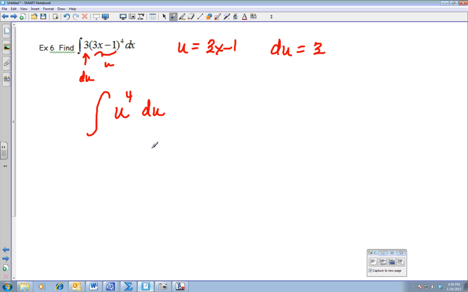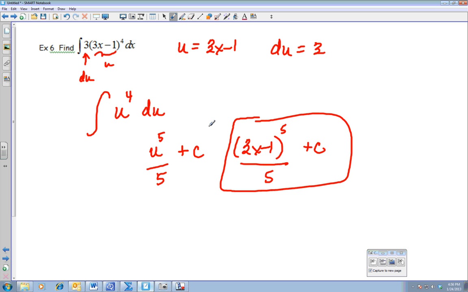So now I'm going to integrate. U to the 5th over 5 plus c. Substitute your u back in. 3x minus 1, that quantity raised to the 5th plus c.